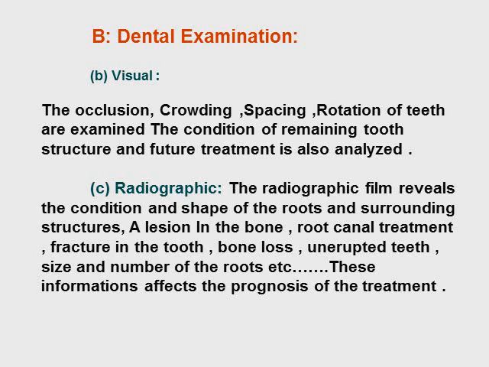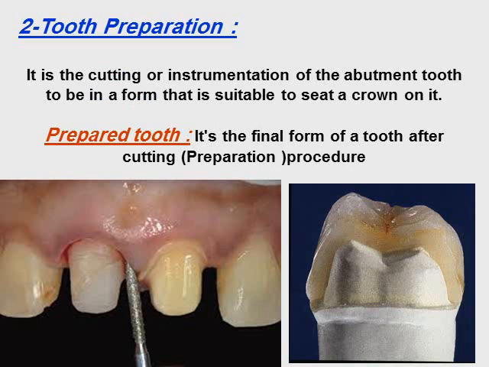The size of the root, the length of the root, the number of the multi-rooted teeth, or if there is any unerupted teeth, if there is any bone loss, all these things will reveal the condition of the surrounding tissues around the abutment teeth. It will be examined radiographically.